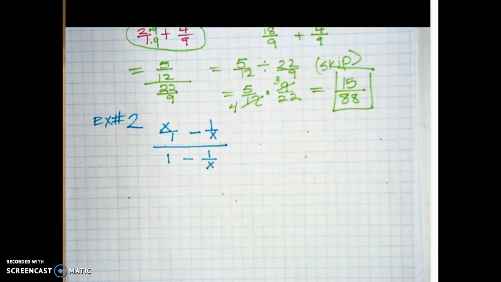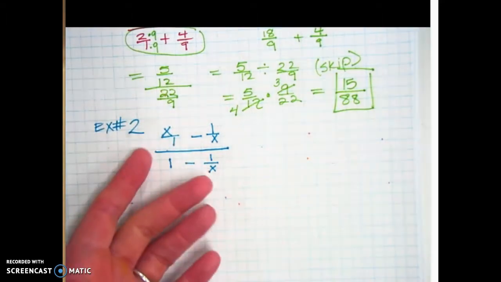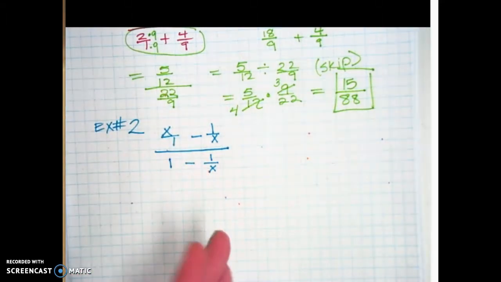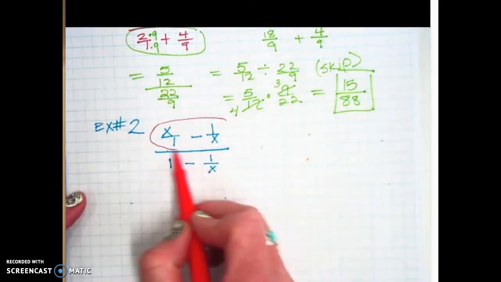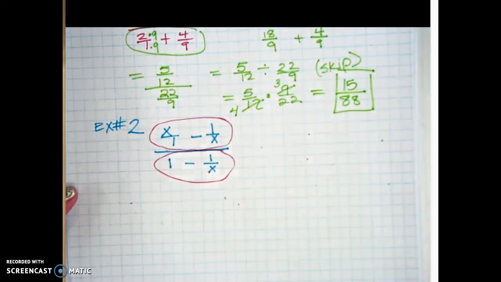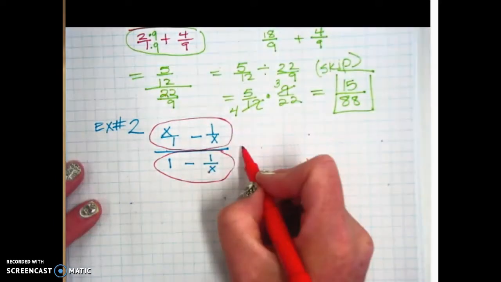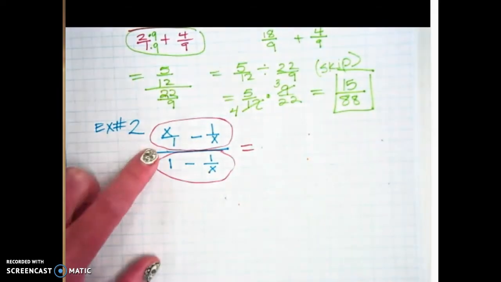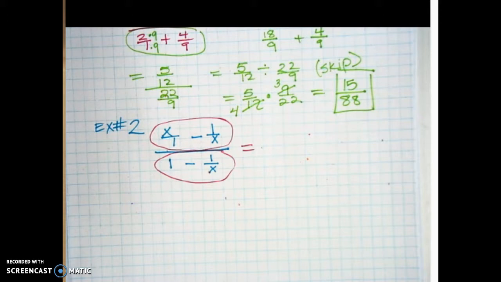Green, it's really hard to read, huh? Okay, so we've got another complex fraction where we're subtracting fractions in the numerator and we're subtracting fractions in the denominator. So just like example number 1, let's find the least common denominator for the numerator, find the least common denominator for the denominator, and then simplify it, just like we did up here, okay? So what is the least common denominator of 1 and x? X, or 1x.